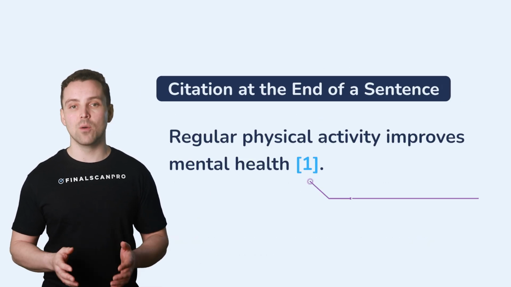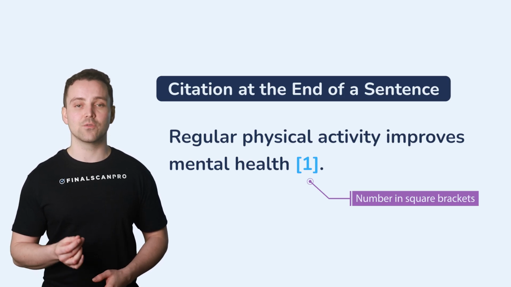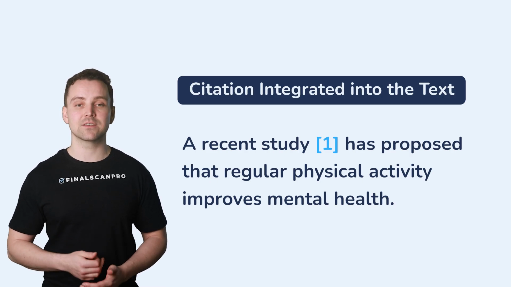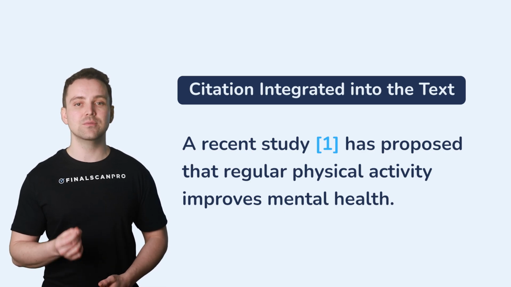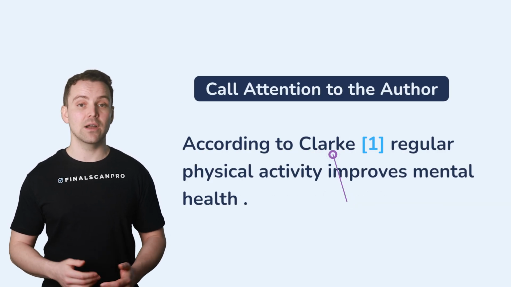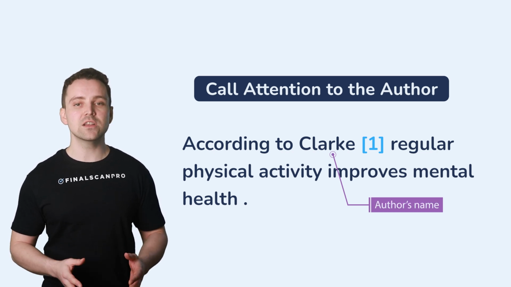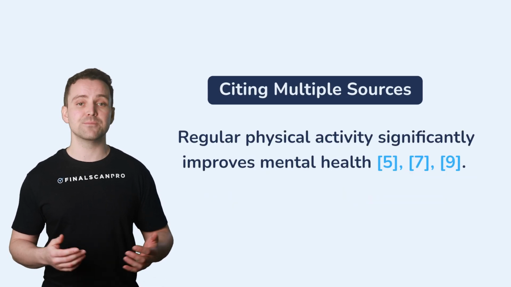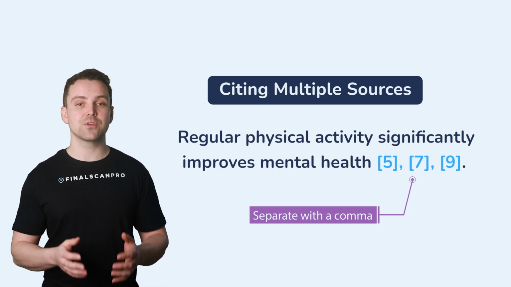The simplest and most common way to cite a source in IEEE is to place the citation at the end of the sentence. Another option is to include the citation number in the text. For example, a recent study [1] has proposed that regular physical activity improves mental health. If you want to highlight the author, you could say, according to Clark [1], regular physical activity improves mental health.